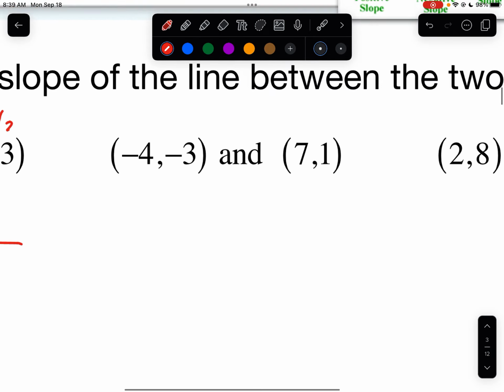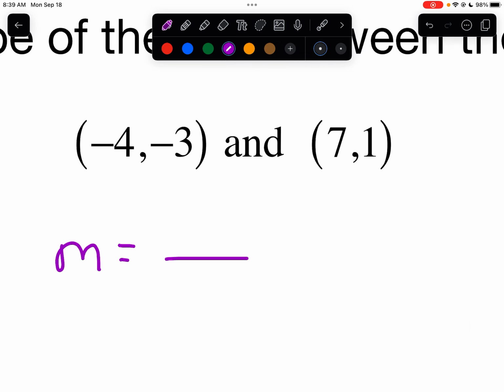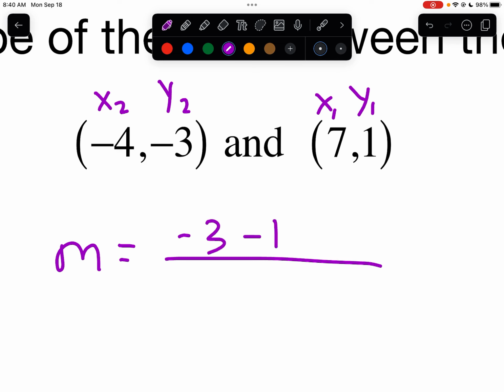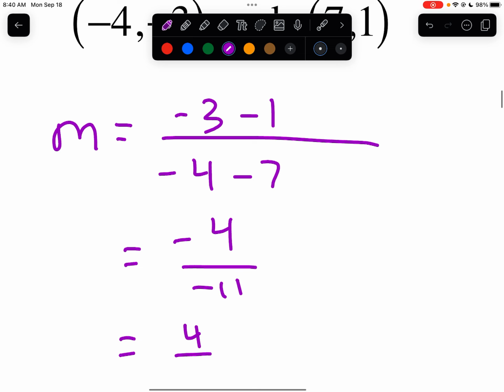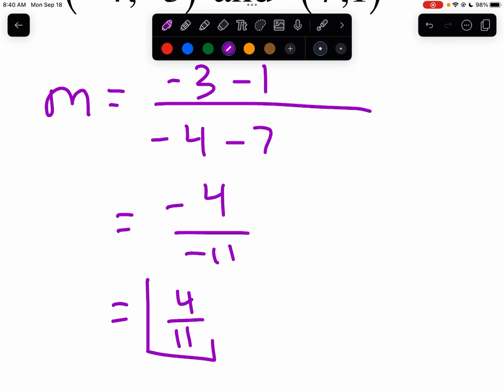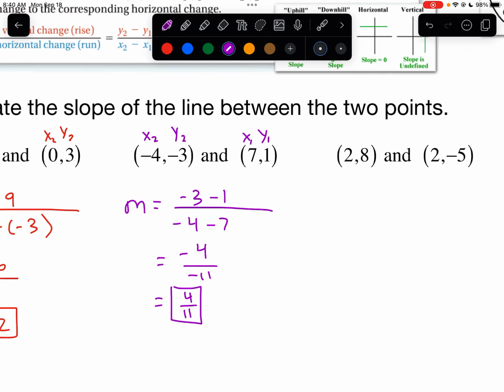Let's try here. (-4, -3) and (7, 1). Again, change in y over change in x. Now, just to prove a point, you could consider this to be your y2 and this your y1. If you do that, though, you have to make sure this is your x2 and this is your x1. We've got to keep that labeling consistent. So I could say negative 3 minus 1, then I could say negative 4 minus 7, change in y over change in x. That's negative 4 over negative 11, which would be a positive 4 over 11. Graphically, this is an increasing linear function that goes up 4 and to the right 11.